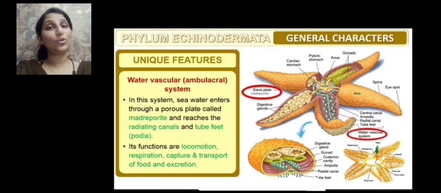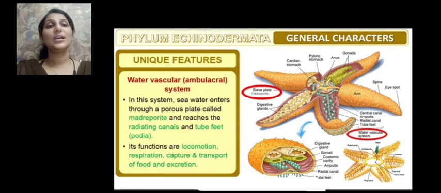So let us learn what this water vascular system is. The water vascular system helps in circulation and excretion, and it also plays a very important role in locomotion and respiration. In the water vascular system, the seawater enters through a porous plate called the madreporite. This is the madreporite through which the seawater enters. Then the seawater travels through the radiating canals, and finally reaches the tube feet or podia, small structures which help in respiration and locomotion.